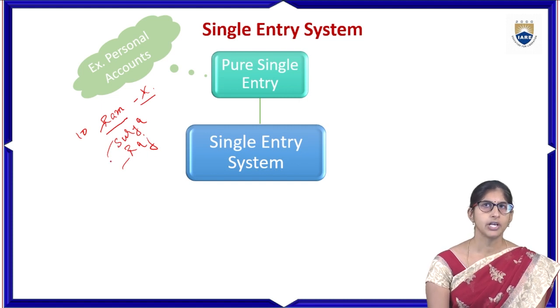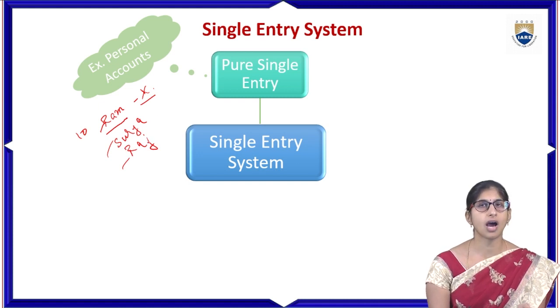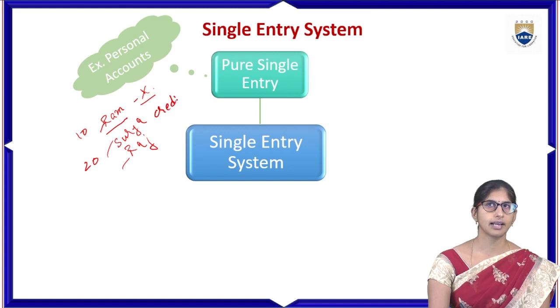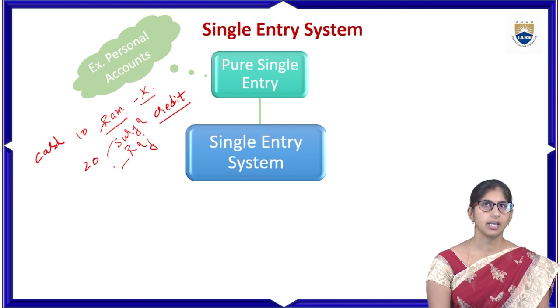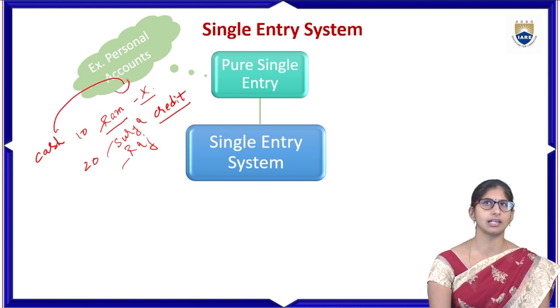Coming to Surya, he is also purchasing goods from X, and Surya has promised that he is going to pay the money at a later date. After 2 days, he is going to pay the amount for the goods he has bought from the X kirana shop. He must pay, let us say, 20 rupees to X. This is a credit transaction. This is a cash transaction. Here Ram has paid cash immediately to X when he bought goods worth 10 rupees.